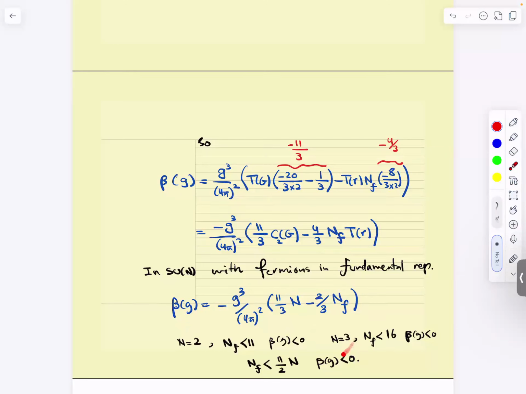For N equals 3, which is a case of interest, the number of fermions up to 16 is okay. So SU(3) is a gauge group that will be important in the standard model, and so does SU(2). So for number of fermions less than 16, this theory is also safe. The beta function is negative. So in summary, this is an important equation you should have in mind.